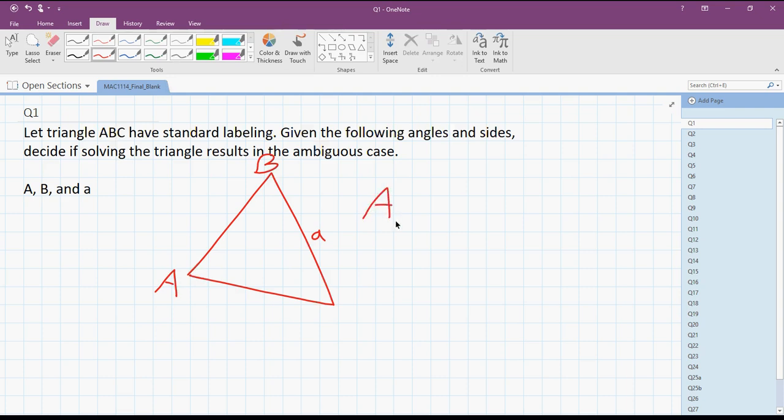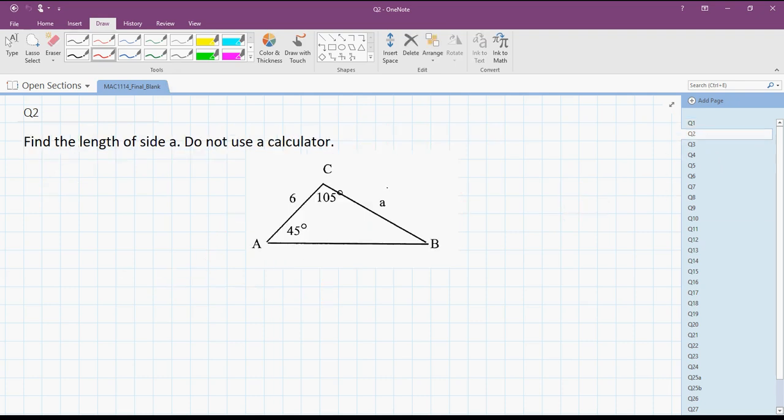Angle, angle, side. So the question is, is that the ambiguous case? No. Only ambiguous if you have the side-side-angle or the angle-side-side, however you want to call it.